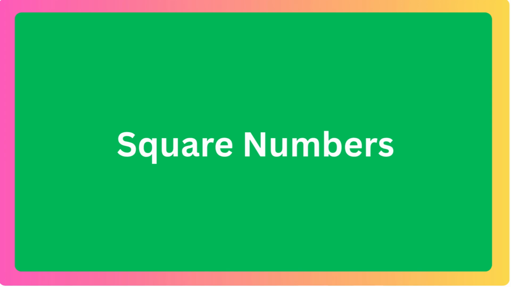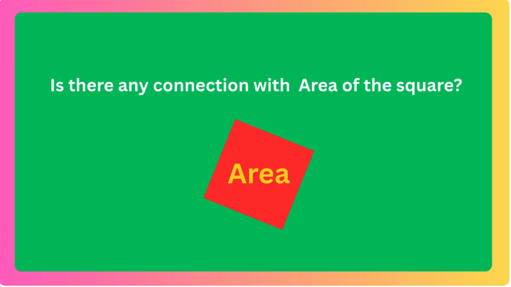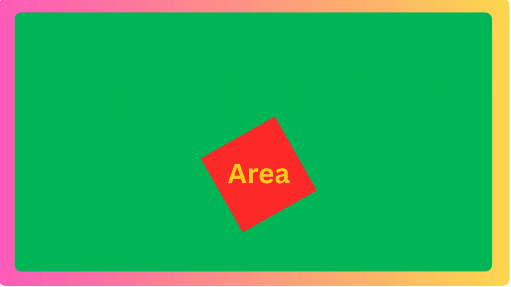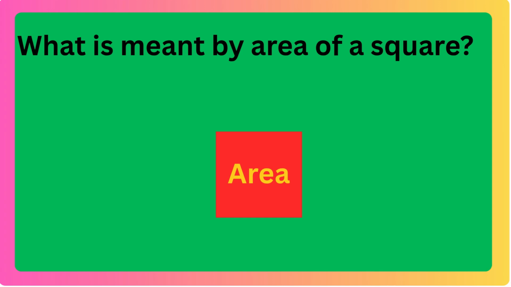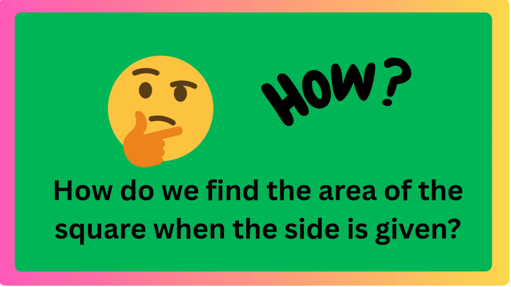Come on, think. For that, let us recall the area of a square. What is actually the area of a square? The area of a square is nothing but the total number of unit squares in the square shape, right? How do we find the area of a square when the side length is given?